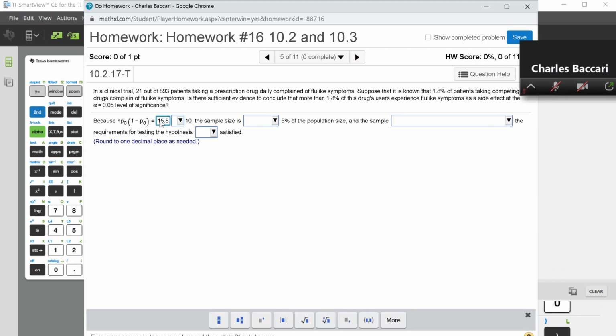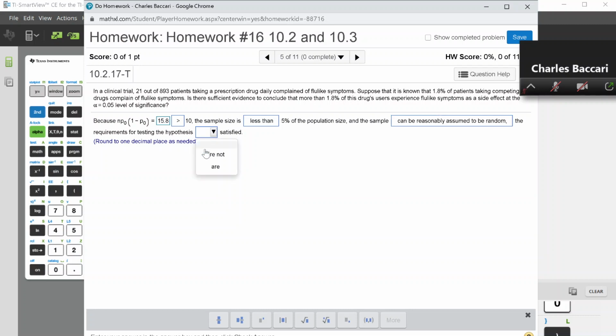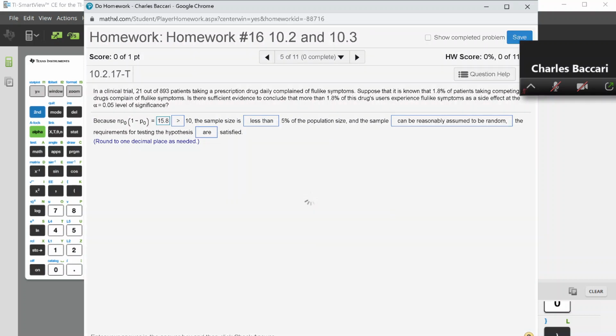And that's obviously greater than 10. And this sample is less than 5% of the population size, and therefore can be reasonably assumed to be random, and the requirements for testing the hypothesis are satisfied. So we can check that, and we're good.